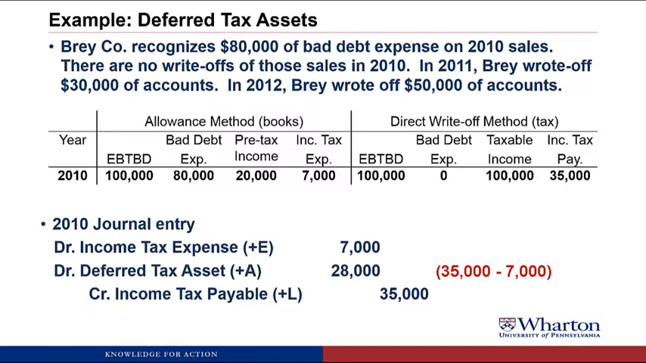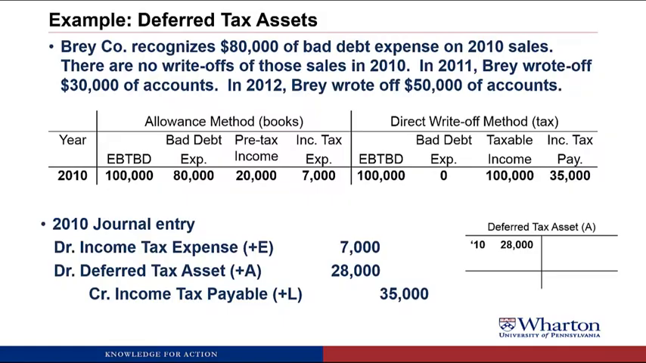What we need to do is debit a deferred tax asset for $28,000. That deferred tax asset, which sits on the debit side of a T account, represents the future tax savings that we're going to get based on this transaction. So this year we paid an extra $28,000 of taxes versus what's on the books. At some point in the future, this will reverse and we'll get $28,000 worth of tax savings.